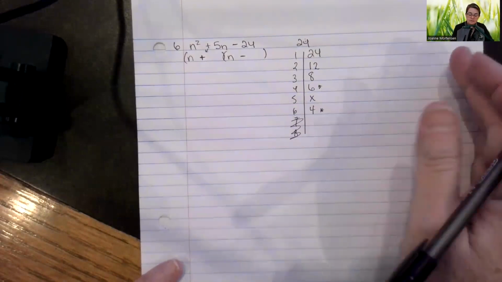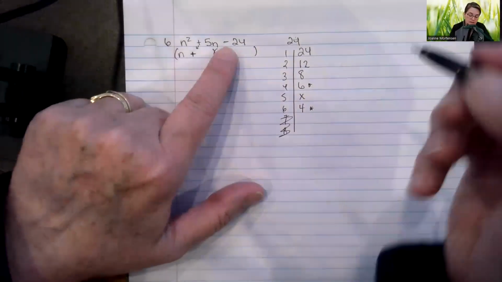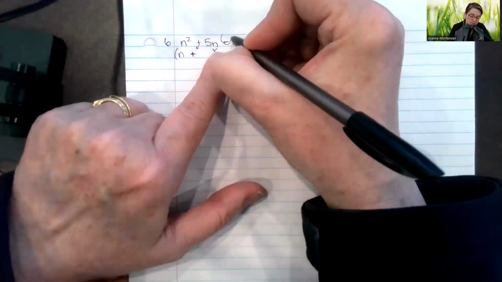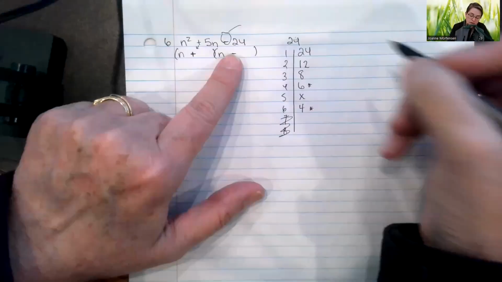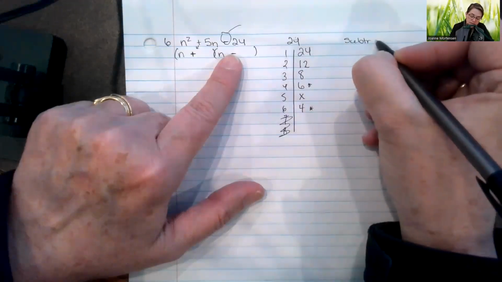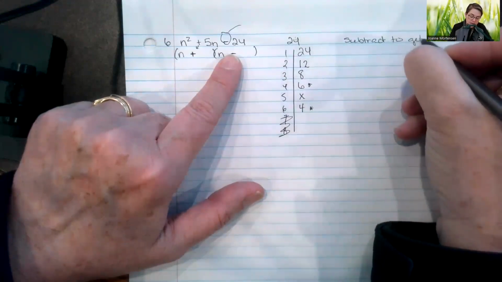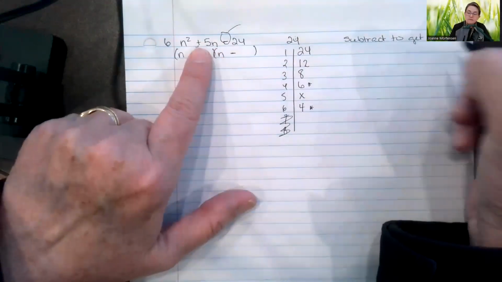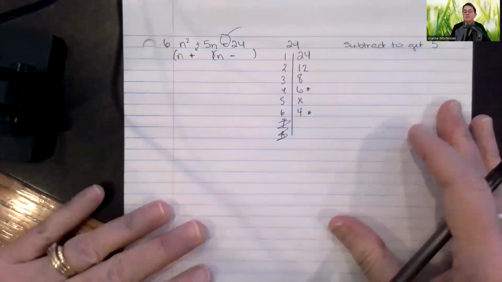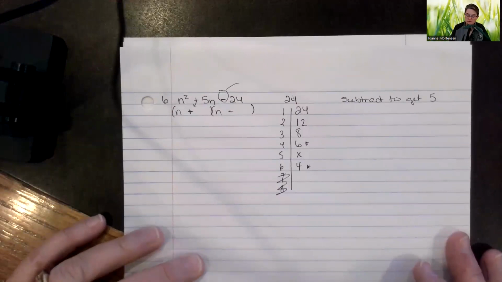All right, so I got my factors. Now I have to figure out what I'm going to do with them. So this sign here, oopsies, is the important one. This tells me I'm going to subtract to get, and then my middle term, 5. Whoops, I don't know. Not sure what you're seeing because that's in the way. My picture's in the way in the corner.